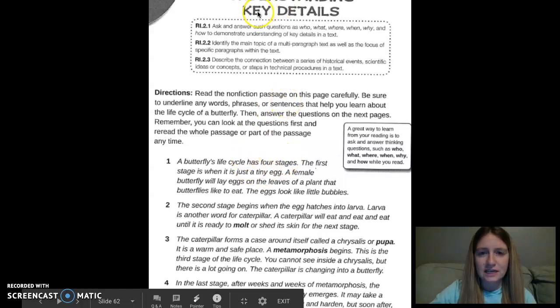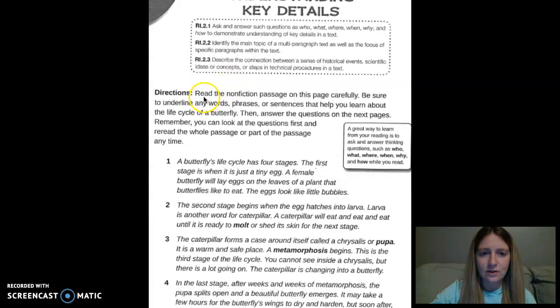So it says understanding key details. Read the non-fiction passage on this page carefully. Be sure to underline any words, phrases, or sentences that help you learn about the life cycle of a butterfly. Then answer the questions on the next pages. Remember, you can look at the questions first and reread the whole passage or part of the passage at any time.